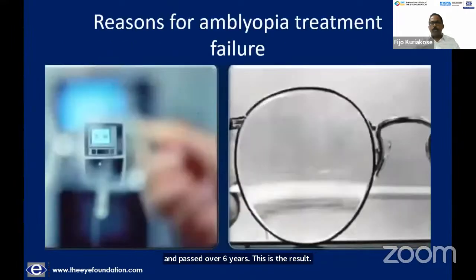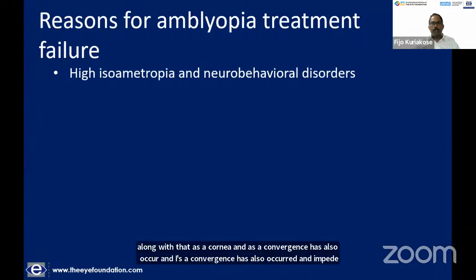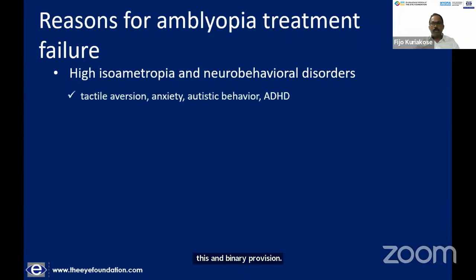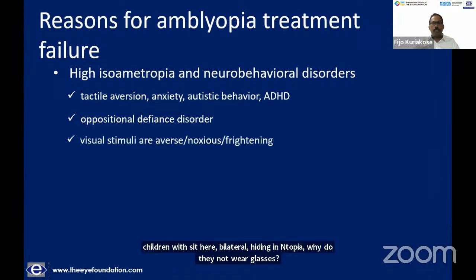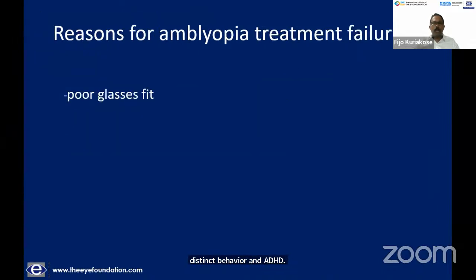Severe anisometropia causes spectacle-induced aniseikonia. It causes discomfort and makes them feel off balance. Along with aniseikonia, anisoconvergence can also occur and impede their stereopsis and binocular vision. So children with severe bilateral high ametropia, why do they not wear glasses? Well, it's because of their neurobehavioral disorders that can cause severe tactile aversion, anxiety, autistic behavior, and ADHD. It gets worse with anything touching their face. They just refuse to wear them despite being blind without them.